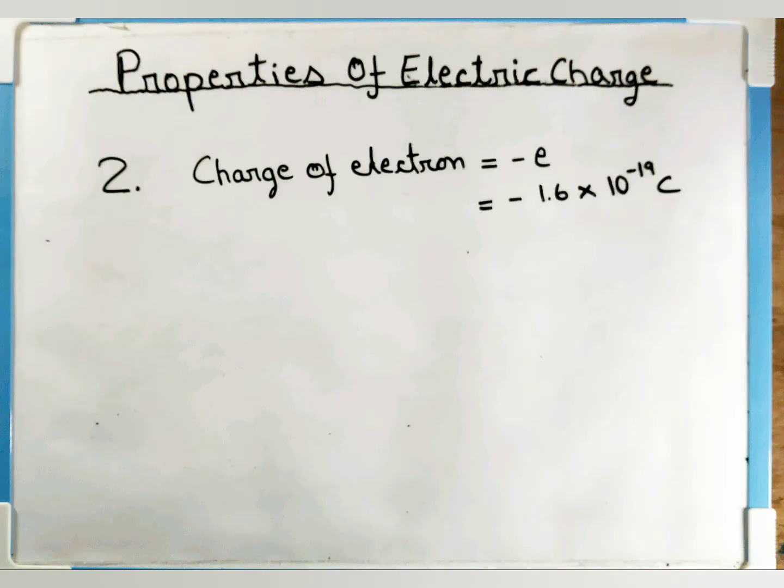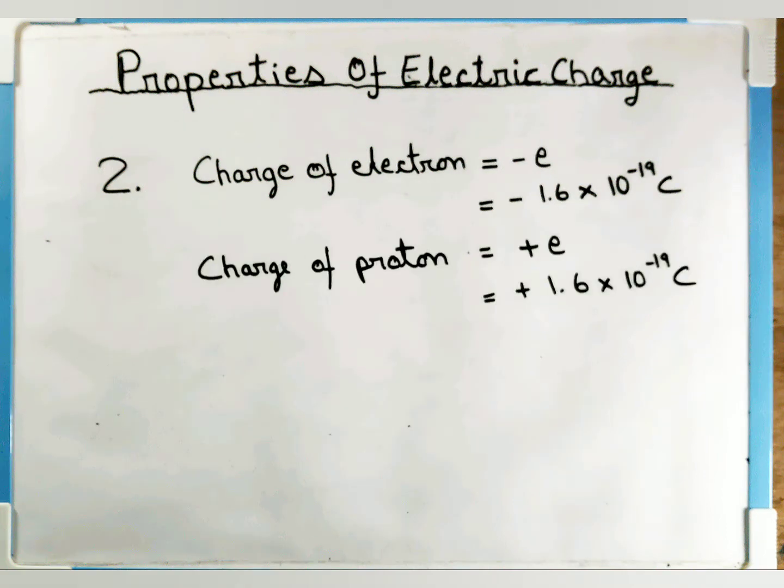And the second property is that the charge of an electron is negative in nature and is equal in magnitude to 1.6 × 10^-19 coulomb. This is known as the elementary charge. Similarly, the charge of a proton has the same magnitude, 1.6 × 10^-19 coulomb, which is called the elementary charge, denoted by the small letter e, and the charge of the proton is positive in nature. So that is the second property.